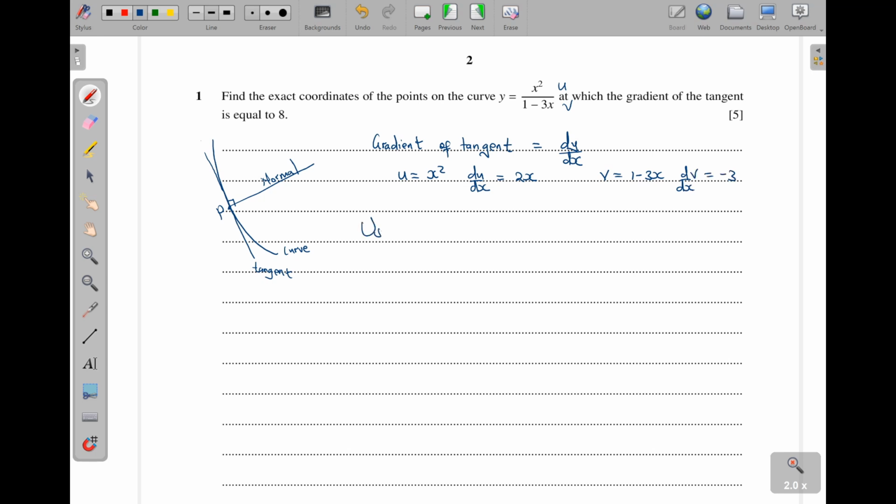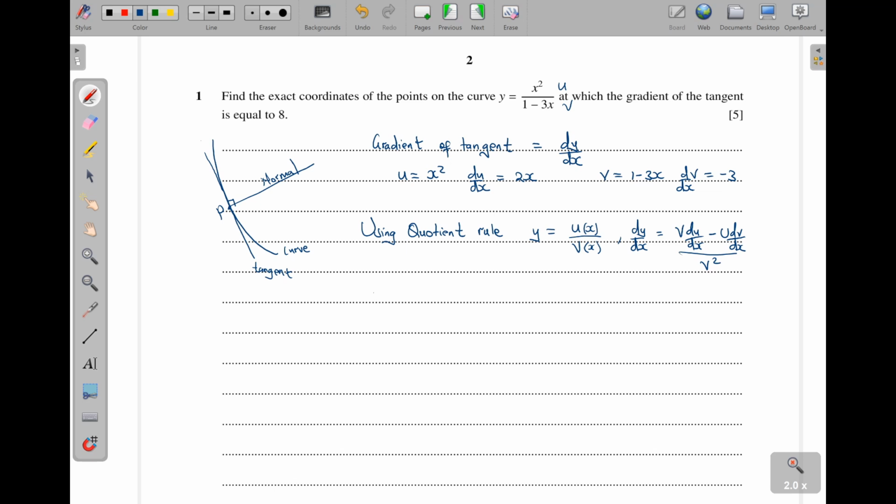So using the quotient rule, which states that if you have y which is equal to u is a function of x over v, which is a function of x, then dy dx is equal to v du dx minus u dv dx, then divide by v squared. This one is given in the list of formulae.